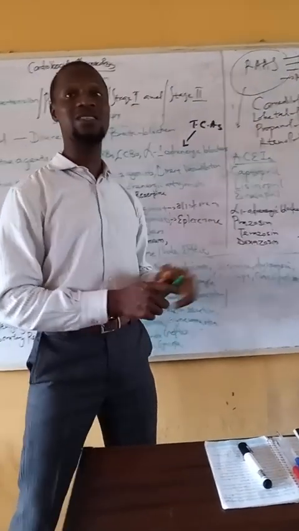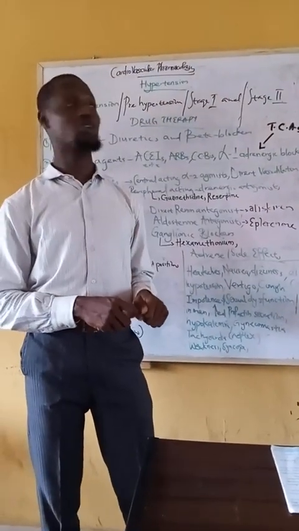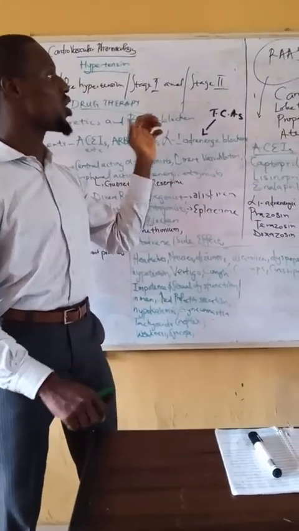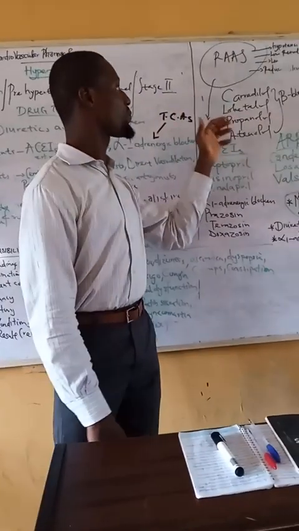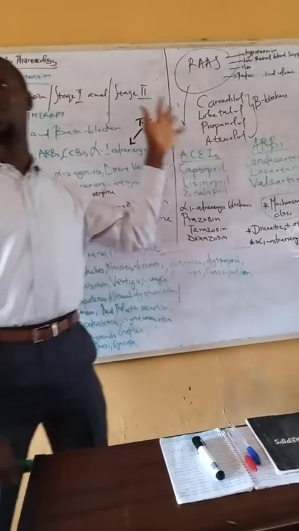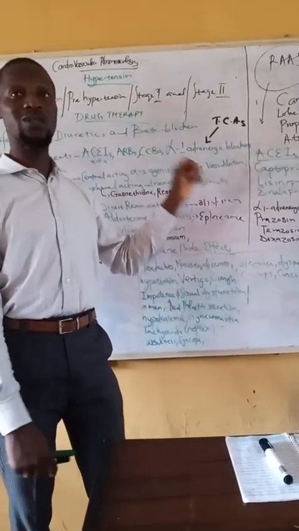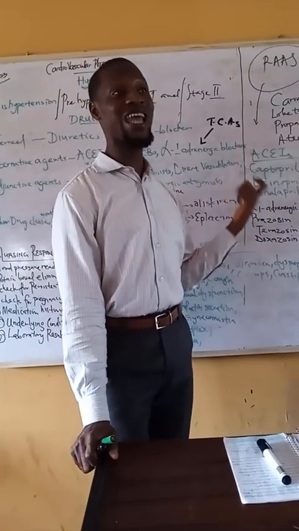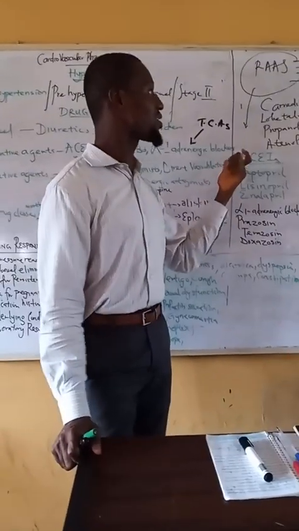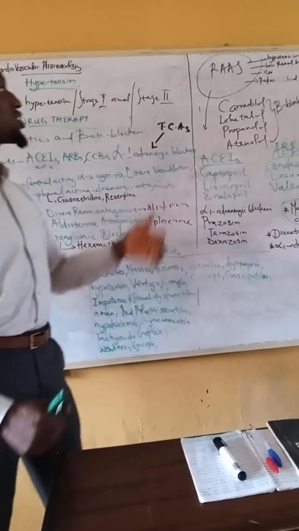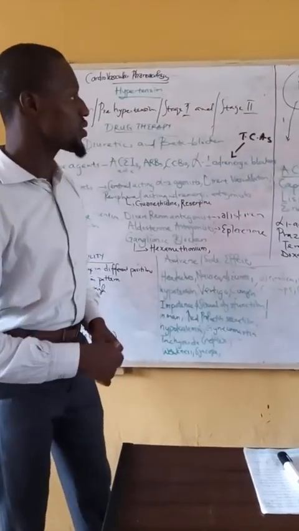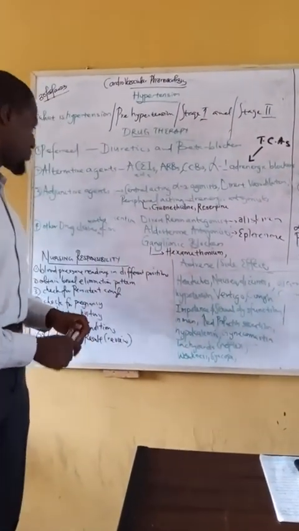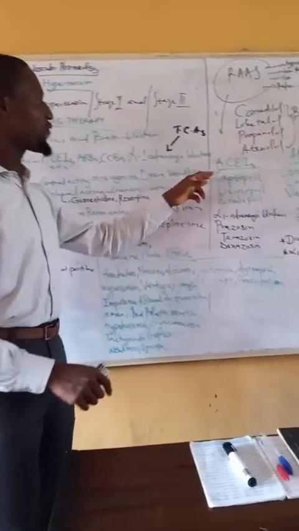Angiotensin 2 itself is a potent vasoconstrictor. Then angiotensin 2 also would at some point affect the release of what? Aldosterone, which is a potent hormone that helps to retain sodium and water, which will also cause the blood pressure to shoot up. Okay, now coming to the first drug class here, we have ACE inhibitors.